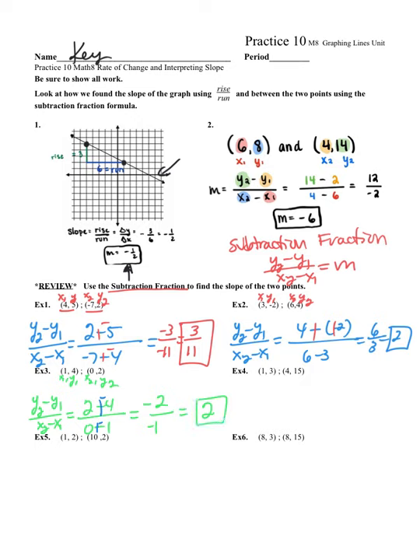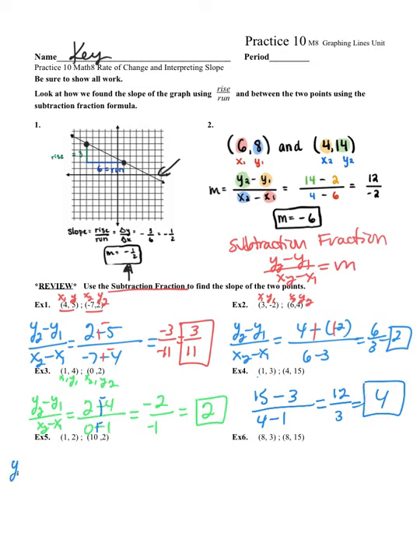Okay, then we have y sub 2 minus y sub 1, second x minus the first x. 15 minus 3 is 12. 4 minus 3 is 1. You have 12 over 3, which simplifies or reduces to 4.